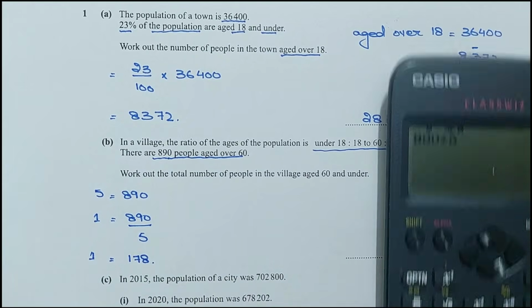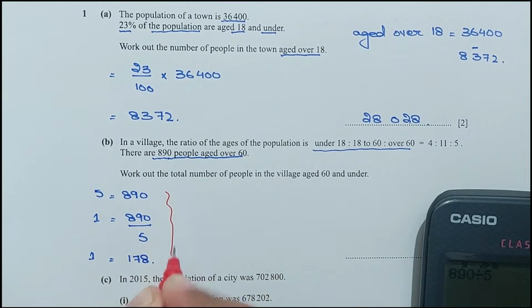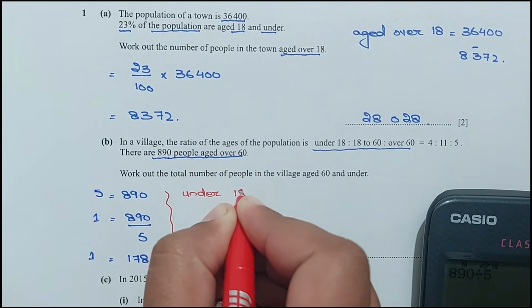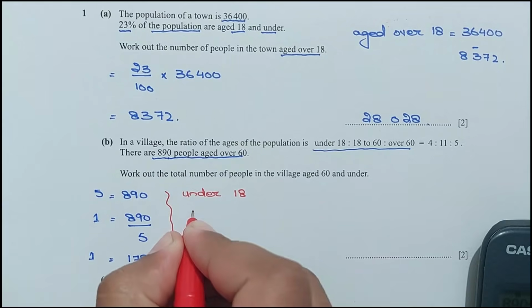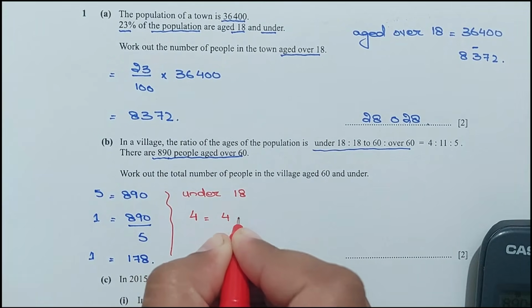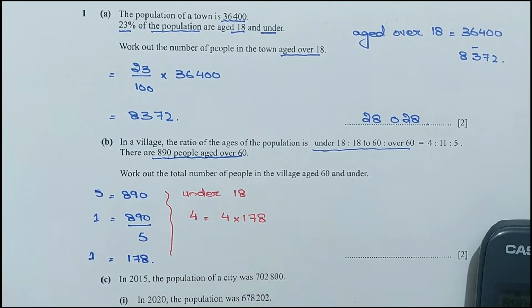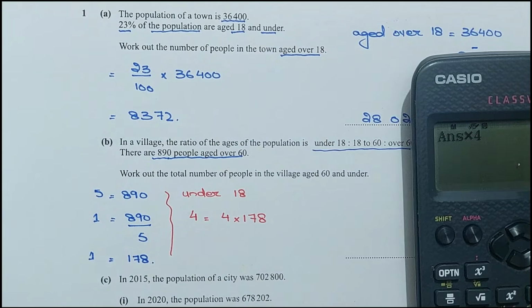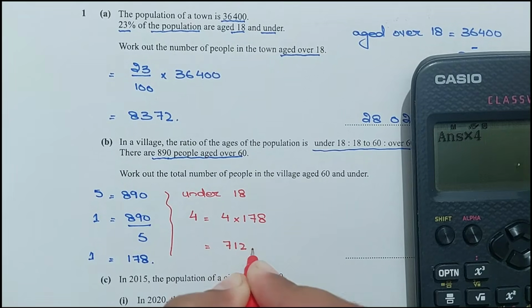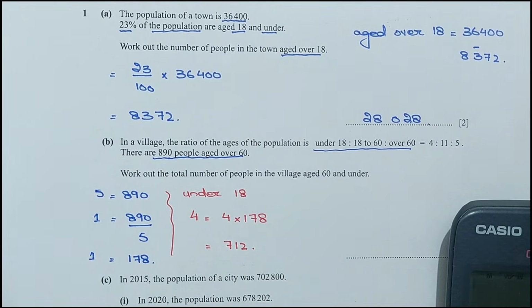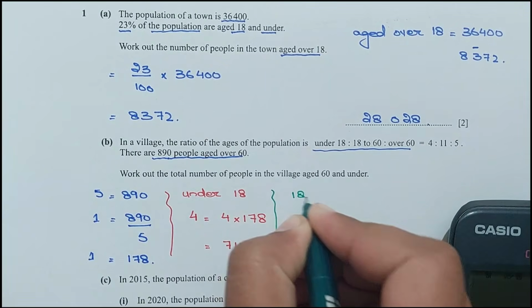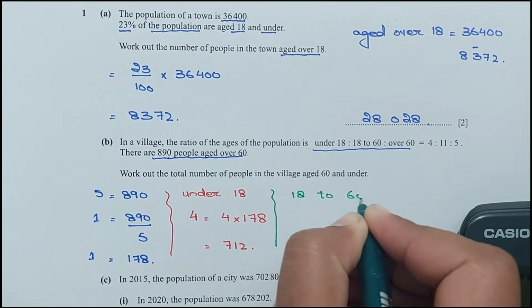Now let me work on under 18. The people under 18 are 4, so 4 is basically 4 times 178, which is 712.